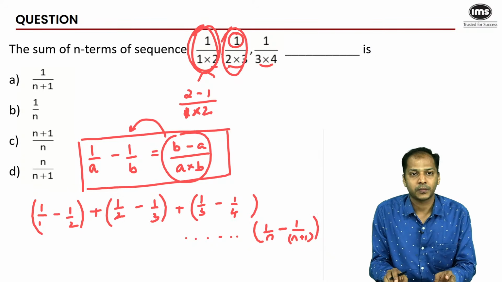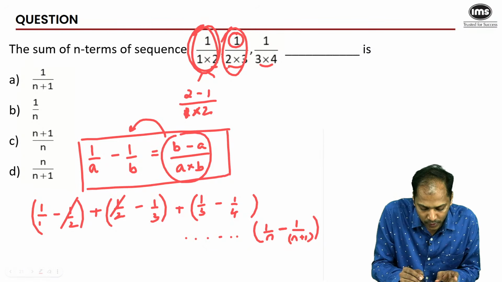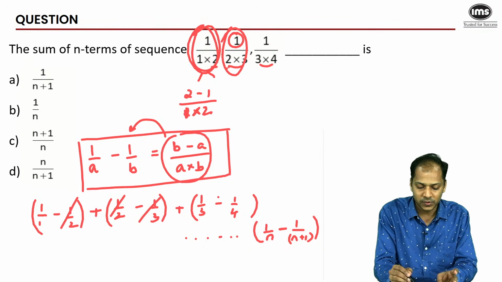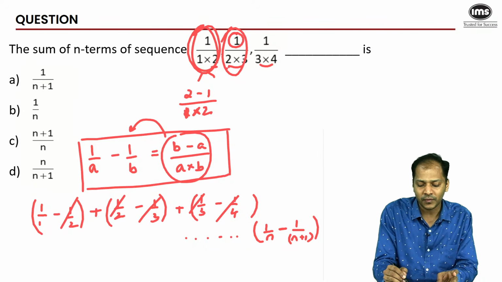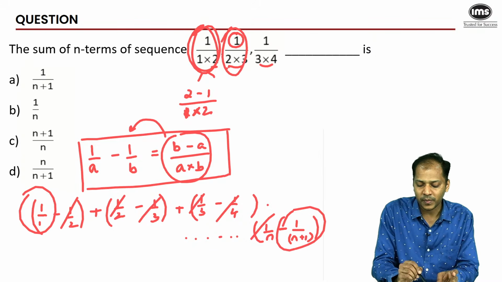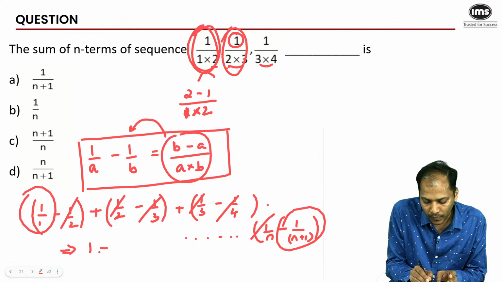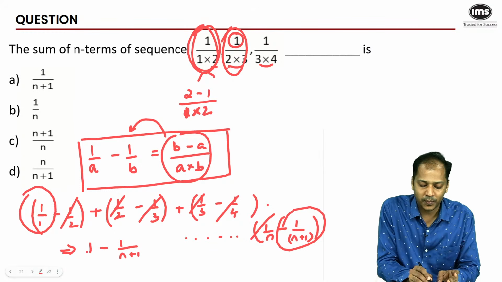And therefore, when you add them up now, you will realize minus 1 by 2 and plus 1 by 2 cancels out. Minus 1 by 3 plus 1 by 3 cancels out. Everything will cancel out except for the first and the last one. So if these two just remain, what you will be left with finally is nothing but 1 minus 1 upon n plus 1. And that's n plus 1 minus 1.